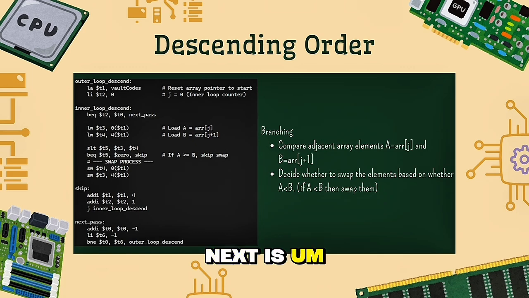Next is branching. Compare adjacent array elements, A equals array J and B equals array J plus 1. Decide whether to swap the elements based on whether A is less than B. If A is less than B, then you will swap them.